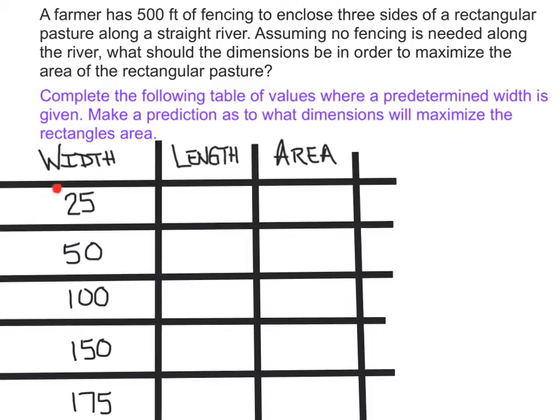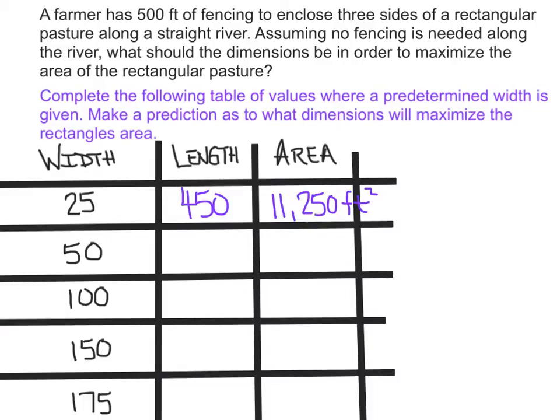So when they said that the width is 25, how much fencing do we still have left over? So imagine you're saying, I got 25 here, I used up another 25 here, and knowing that we have 500 to use up, how much do you still have left over? I think you've still got 450 feet left over. For my area, if I multiply my length times my width, or my 25 times my 450, I got an area of 11,250 square feet.